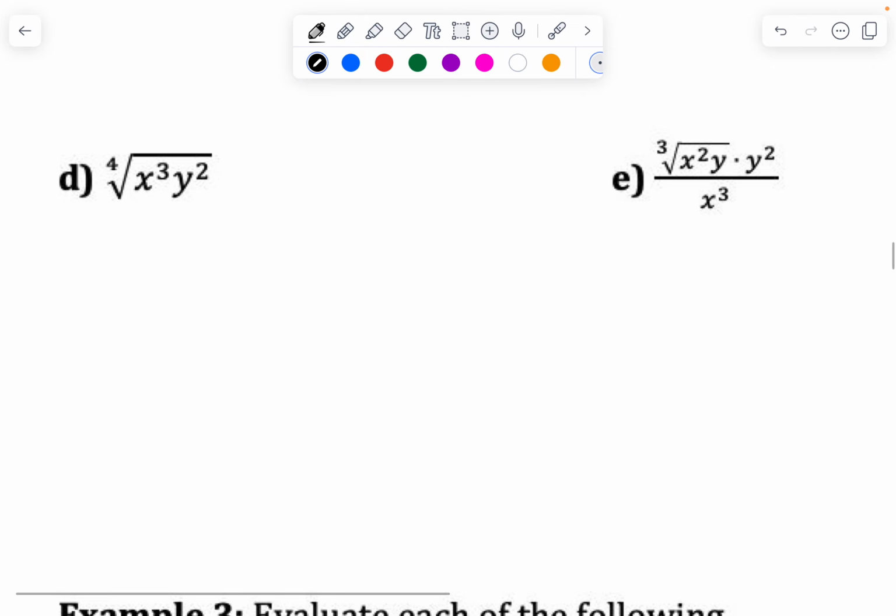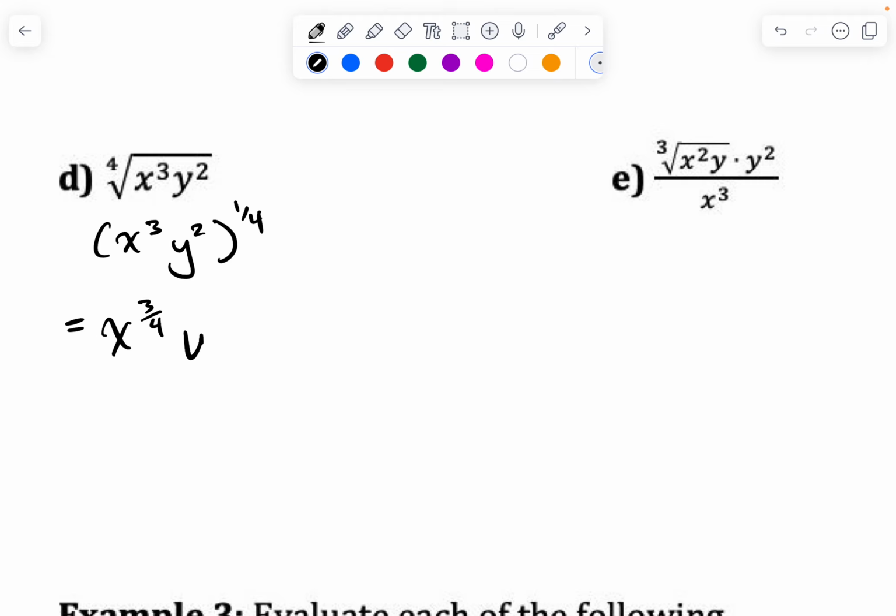What about this one? So this is x cubed y squared all to the power of 1 over 4. Right? So that's x to the 3 times a quarter is 3 over 4. Y to the 2 times a quarter, that's 2 over 4. And so that's x to the 3 over 4, y to the 1 over 2.